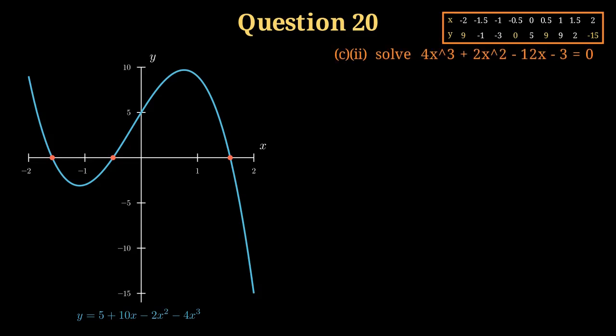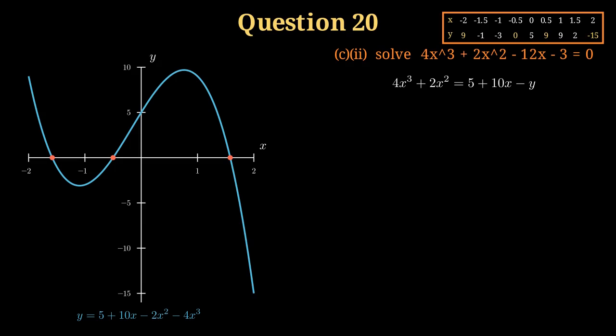Part C, 2. Now we must solve a different cubic. 4x cubed plus 2x squared minus 12x minus 3 equals 0. Using the same graph. The trick is to make the new equation share the curve.